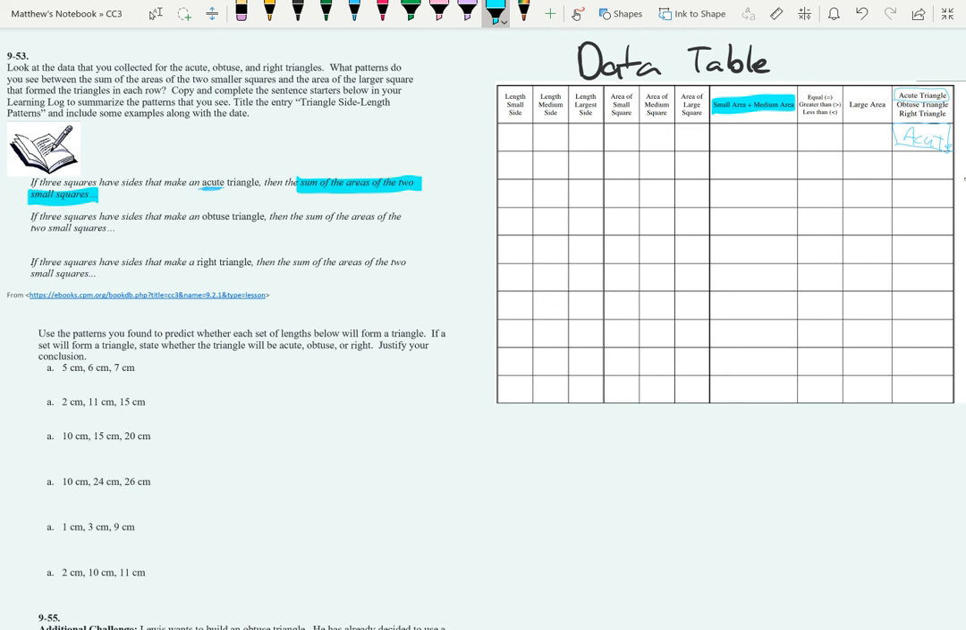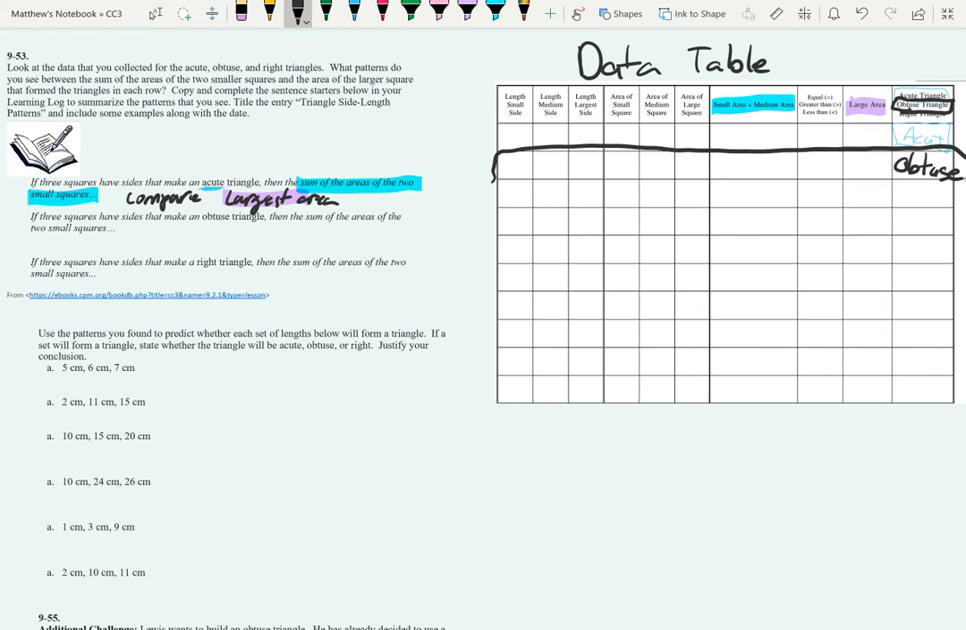How does it compare to the largest area or the largest square that you used? So how does it compare to the largest area? So you're going to use your table over there. And again, this is for acute triangles. And you're going to put your findings down below. And then you're going to look at the obtuse triangle section. So where you had obtuse as the triangle created by your squares, that's the section you're going to look at.